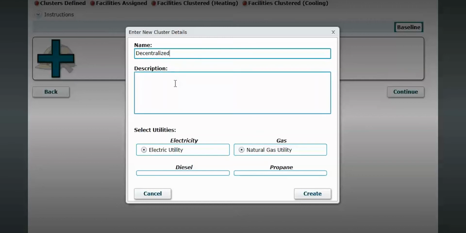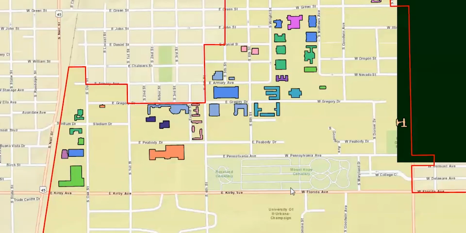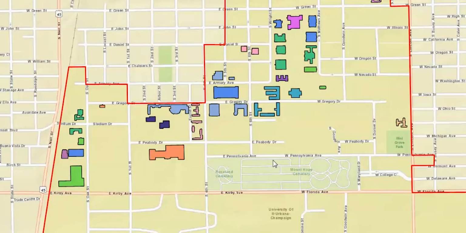You can add in a description here and select any utilities. Again, this is a little bit of an artifact. It's automatically going to align with the electric utility and natural gas utility that you entered earlier on in the study information. We'll go ahead and hit create. All right, so here are all the buildings that have been loaded up for this study.